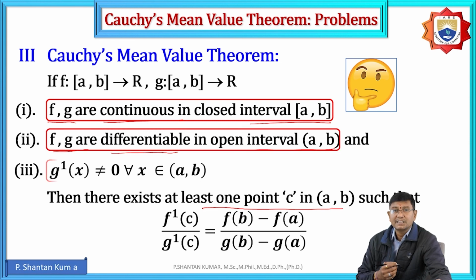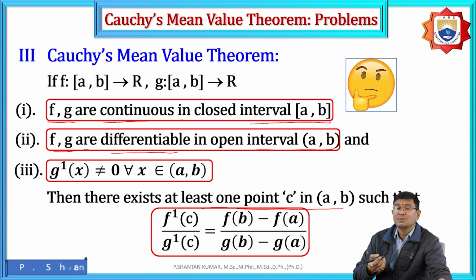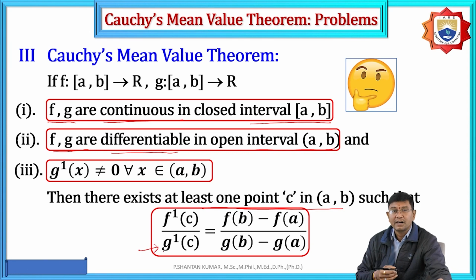Here, why is g dash of x not equal to 0? Because if g dash of x is equal to 0, then g dash of c would also be 0, but it is required to satisfy not equal to 0. In case g dash of c is equal to 0, then automatically the denominator becomes zero and the value is infinite. Based upon this, it is compulsory to provide the condition that g dash of x is not equal to 0.